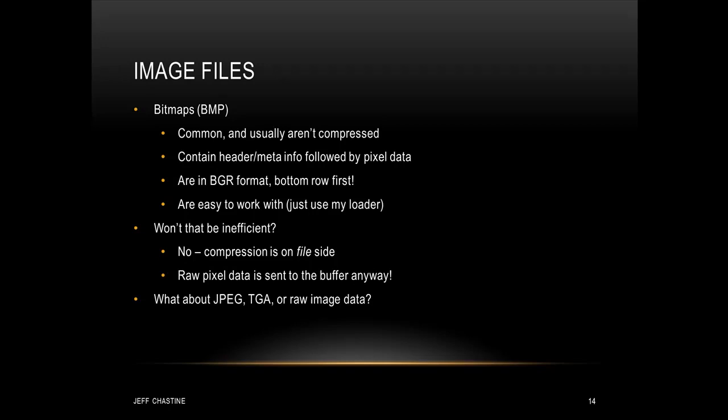Now the question is, well, if they're not compressed, won't that be inefficient? And the answer is no. Realize that the compression is on the file side, not on the graphics card. So essentially what we would have to do is uncompress that file and then send raw pixel data over to the buffer anyway. Now you may be asking about JPEGs and targas, and in those cases you'll have to write your own loader. Another option that you might want to look into is using raw image data, and you can generate this kind of data with programs like IrfanView.